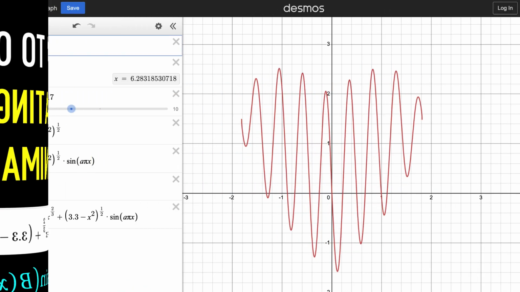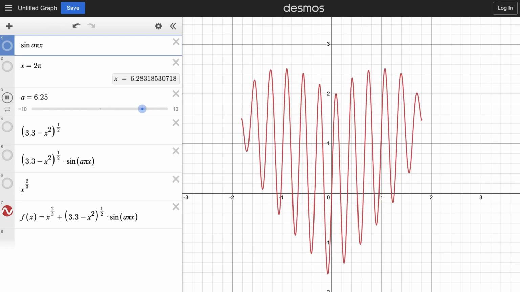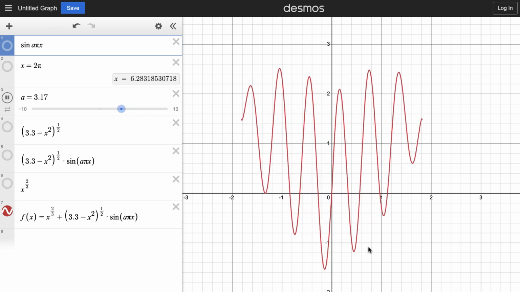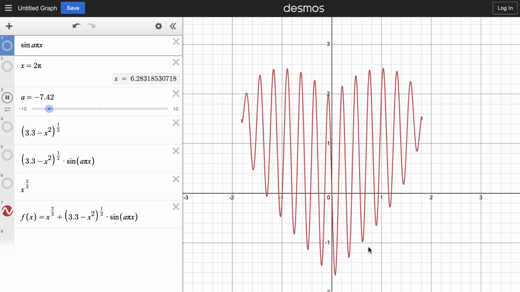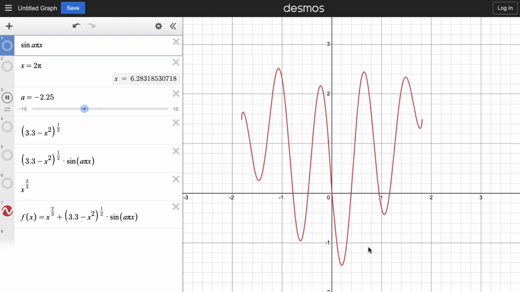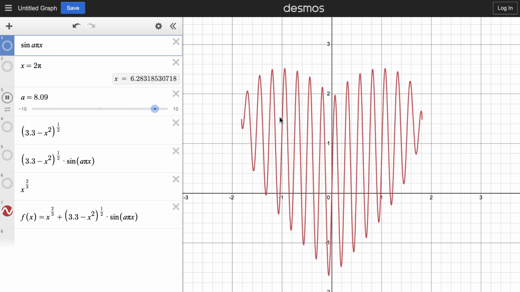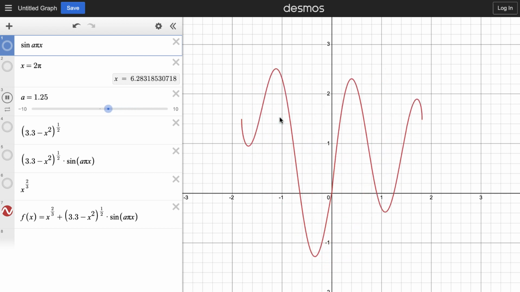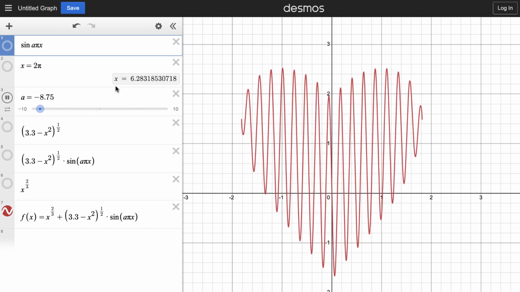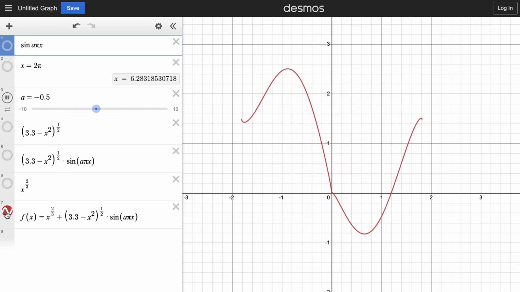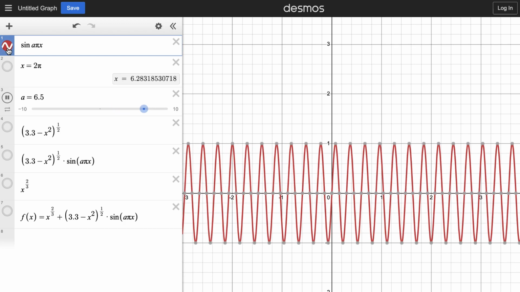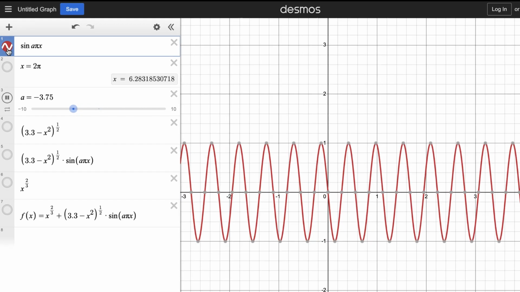One of our followers asked me how to create this beating heart animation. Now, I'm doing this animation in the Desmos graphing calculator, so you can follow along as I create this beating heart animation. The first important math lesson here is to understand the graph of a sine function.